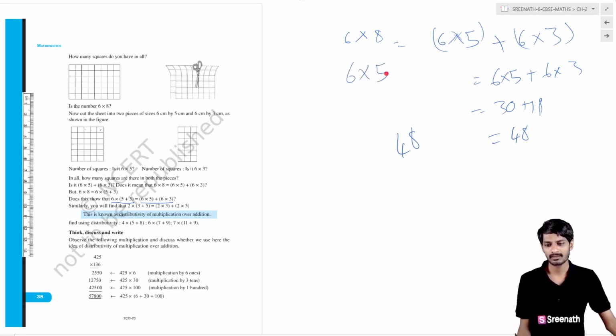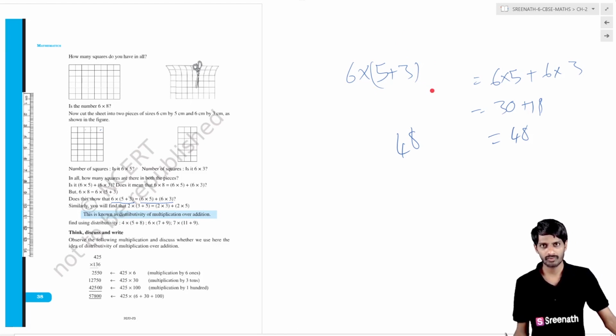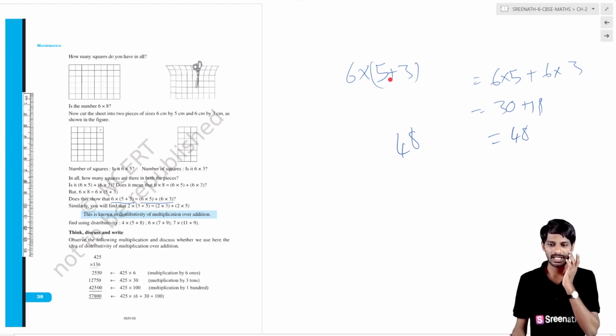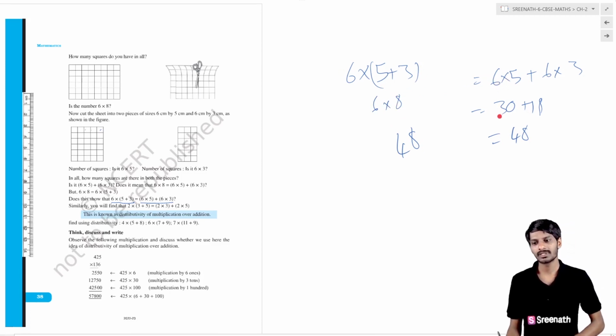Or even you can multiply, suppose assume it is not there, it is just the equation. Suppose this equation is like that, 6 into (5 plus 3) is there, and you have to solve it. After solving, 5 plus 3 gives us 8. 6 into 8 is equal to 48. Here you have to multiply 6 into 5 and 6 into 3. It is also giving 48. So in both conditions, the answer is the same.